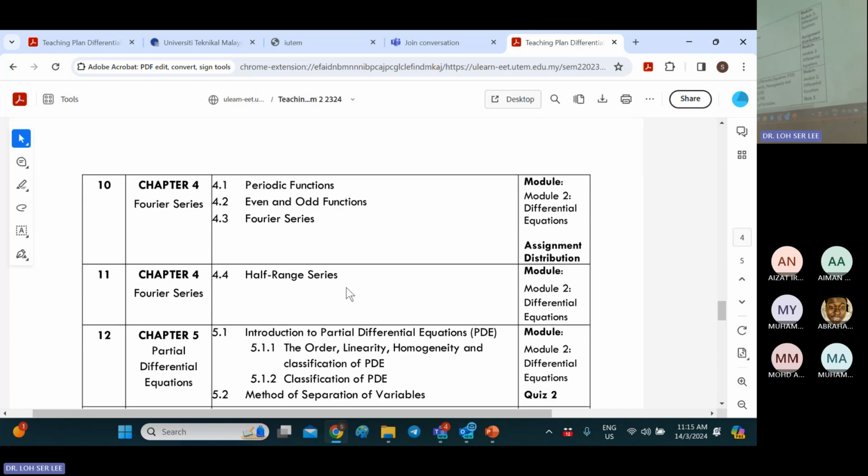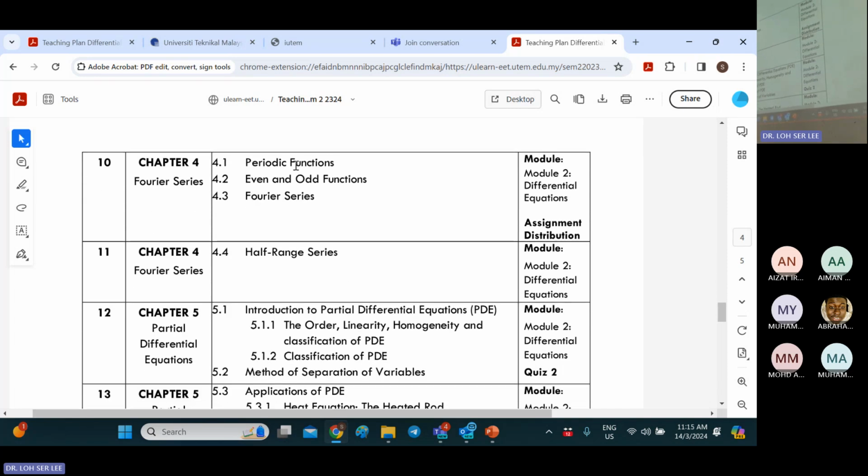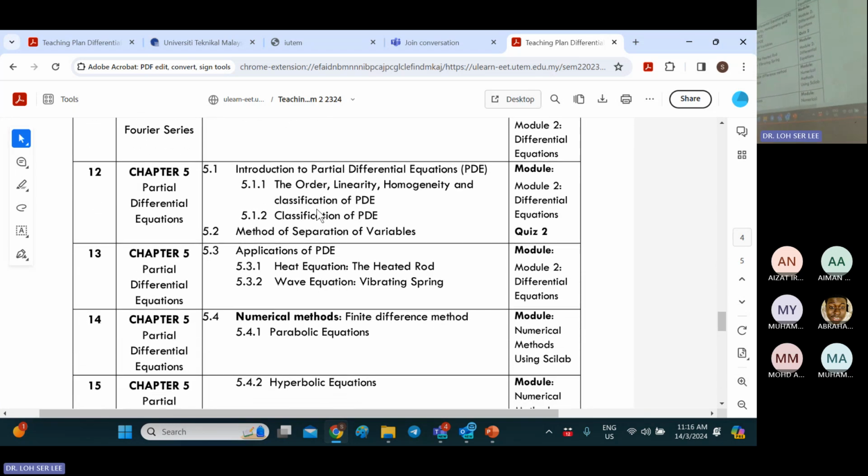Chapter 4 is about the Fourier series. Under this chapter 4, we have Fourier series and half range Fourier series. This involves the massive use of integration by parts. That means we will use the tabular method for this chapter 4. So this is under analytical.